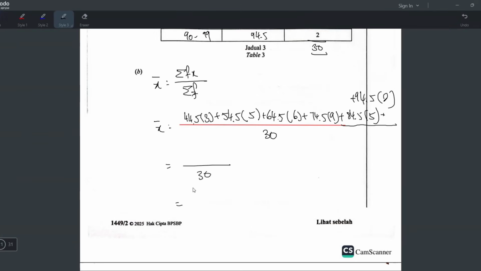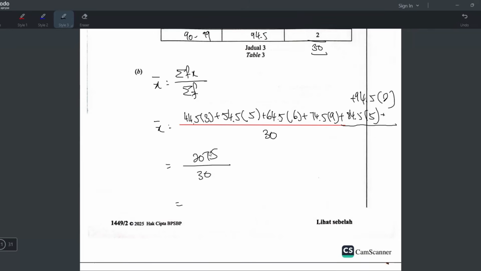Okay, so I will use my calculator now. 44.5 times 3 plus 54.5 times 5 plus 64.5 times 6 plus 74.5 times 9 plus 84.5 times 5 plus 94.5 times 2. Alright, my calculator gives me 2075. So 2075, and then divide by 30. That gives me 415/6. You can write in decimal also, it's 69.17.